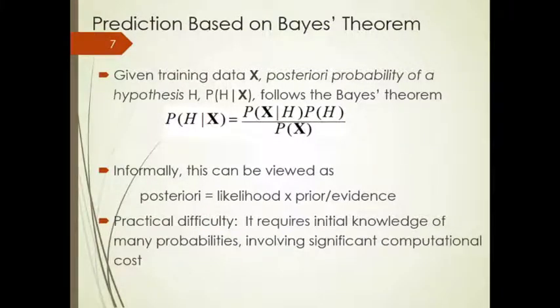Prediction based on Bayes theorem. As I said, Naive Bayes is based on Bayes theorem. We'll see what Bayes theorem is. Given training data X, the posterior probability of a hypothesis H, that is, probability of H given X, follows Bayes theorem. Posterior probability is equal to likelihood times prior probability divided by evidence. Practically, it is difficult, that is, it requires initial knowledge of many probabilities, involving significant computational cost.